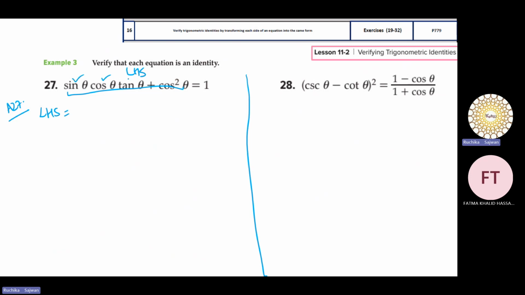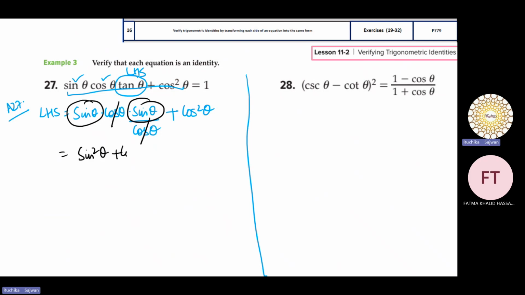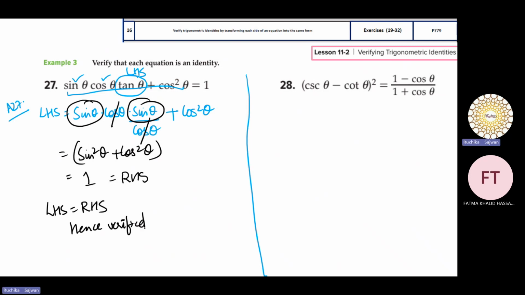Sine theta, cos theta are already simplified. So we can convert tan theta as sine theta divided by cos theta, and let's see what we get. Sine theta, cos theta, sine theta over cos theta plus cos square. Cos square, I can't change anything, right? So let me see what cancels. Cos goes with cos. Sine theta multiplied with sine theta is sine square theta, plus cos square theta. Such an easy question: equal to 1, which is the right side. So I hope you've understood that as long as both sides are equal, we have verified the identity.